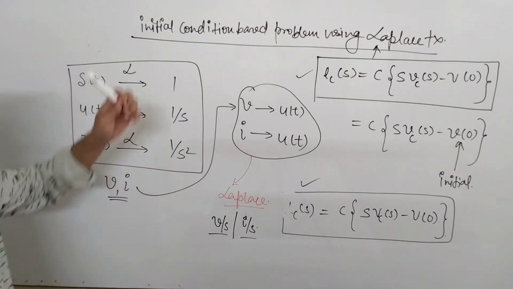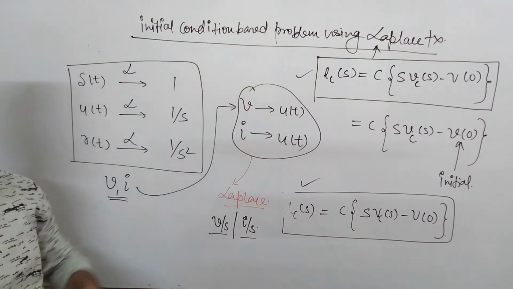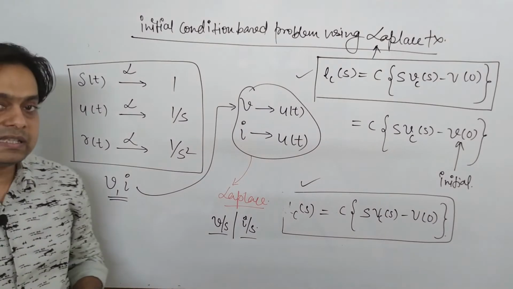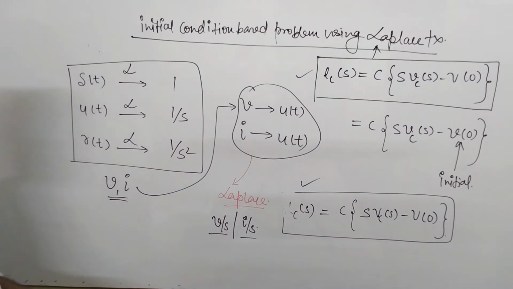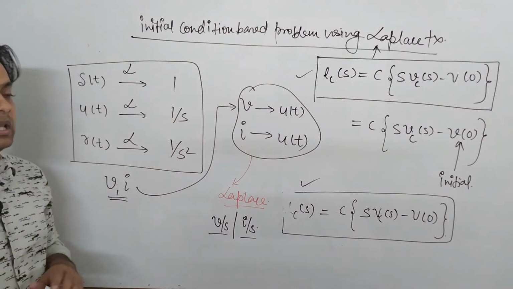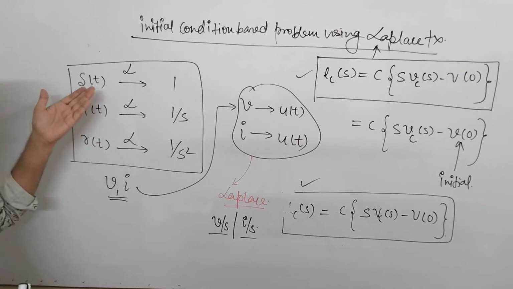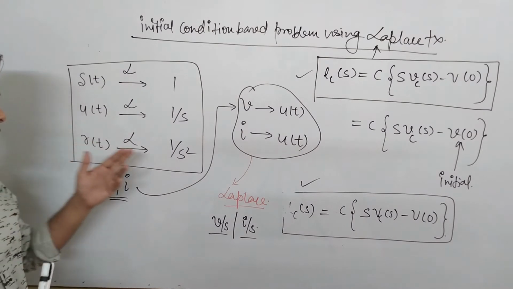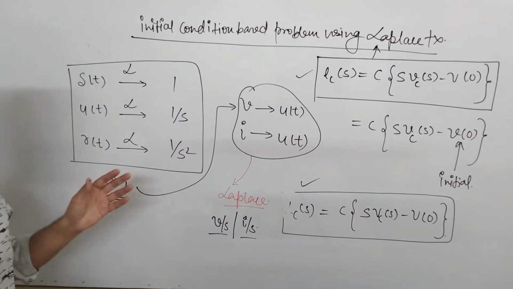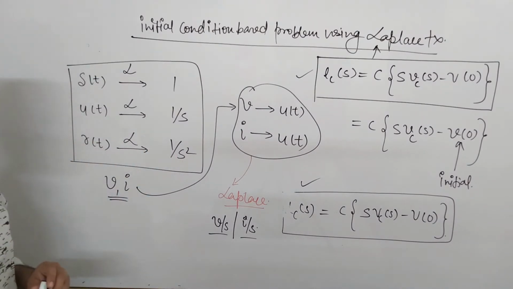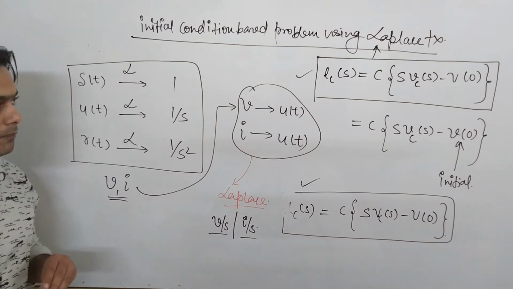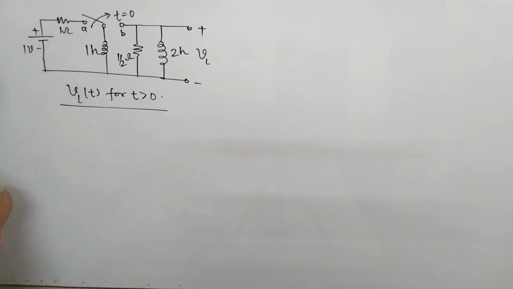Why? Because it is a positive voltage, or it represents a unit step voltage, or it represents a DC voltage. Since we are now talking only about DC, I have considered u(t). Sometimes it is delta t also, so it comes to be 1. Sometimes it is r(t) also, it comes to be 1 by S square. So accordingly, you have to put and find the solutions. Now, we will see one problem. So this is your question, friends. This is your problem.